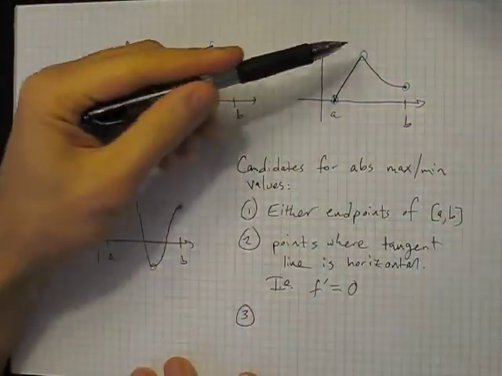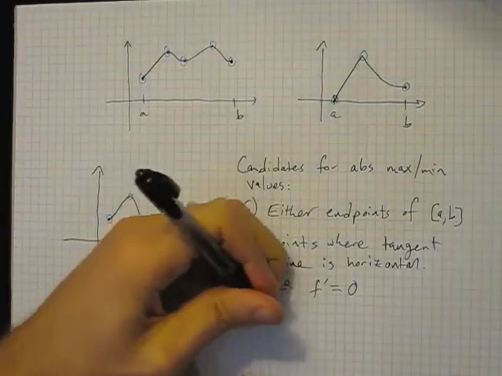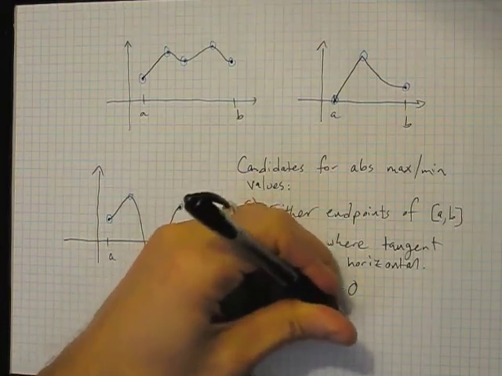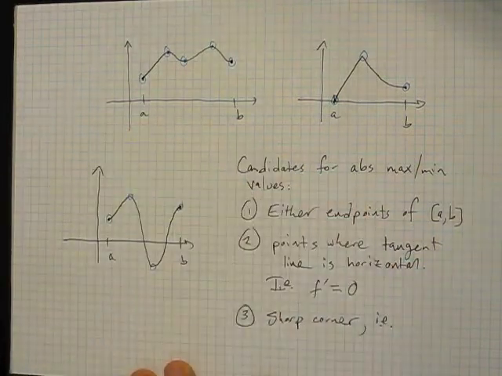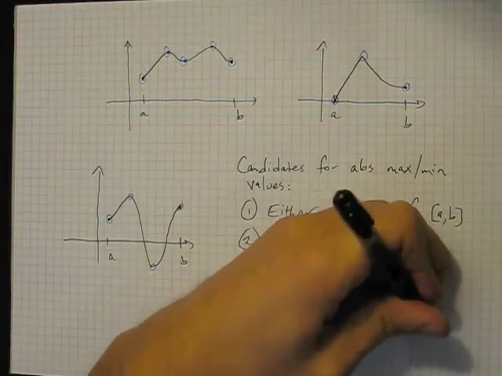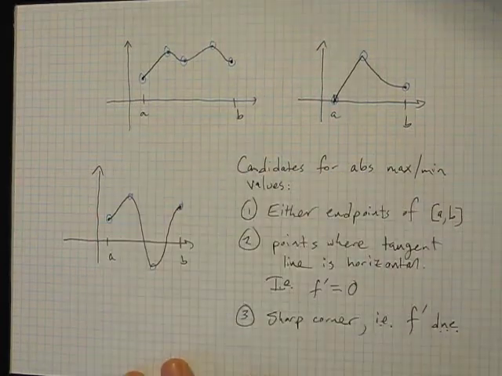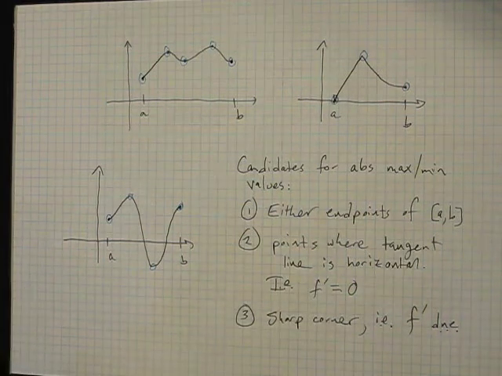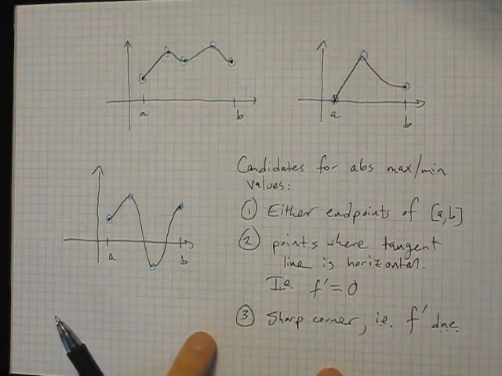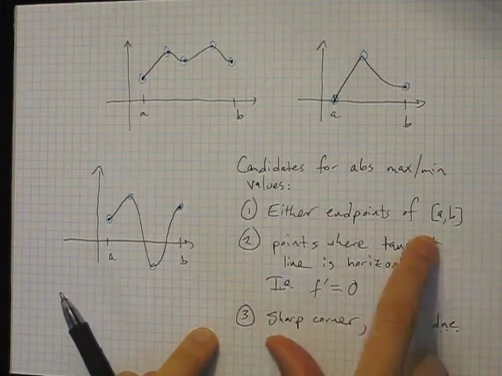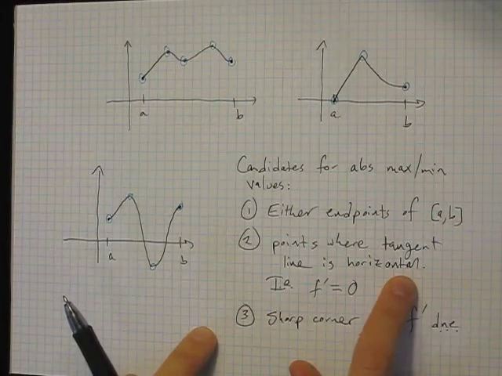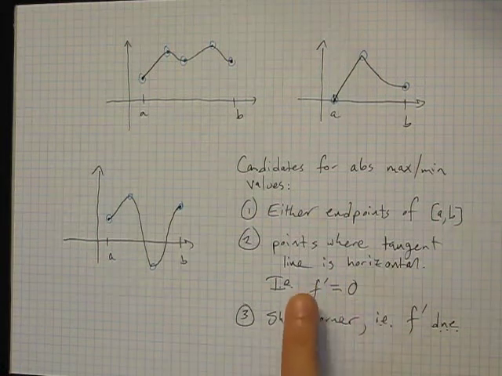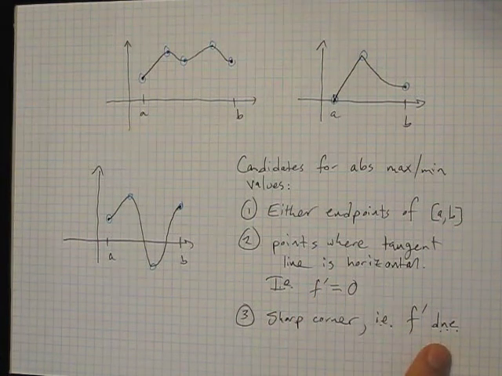Or a point like this, here's a sharp corner. This is a place where the derivative does not exist. Okay. So if we're looking on a closed interval and we have a continuous function, the candidates for the absolute maximum and minimum heights of these functions are either endpoint values, places where the tangent line is horizontal, or places where the derivative doesn't exist. So places where the derivative is either equal to 0 or where the derivative does not exist.